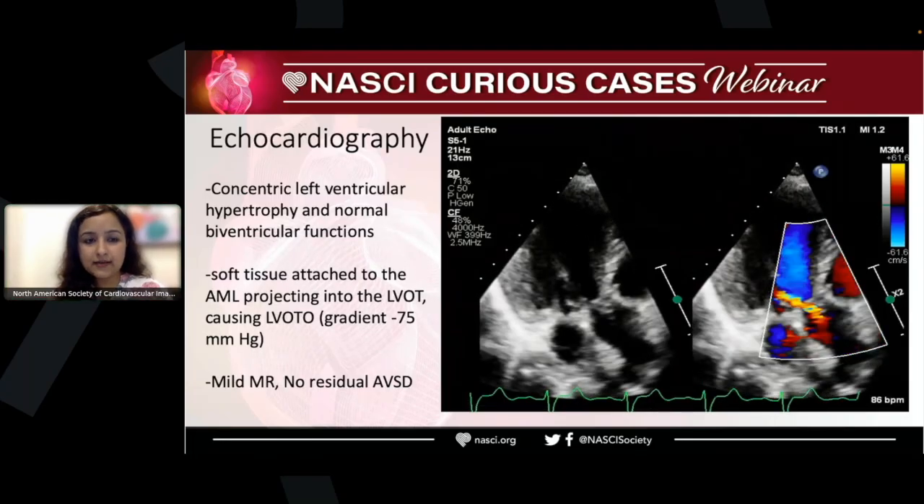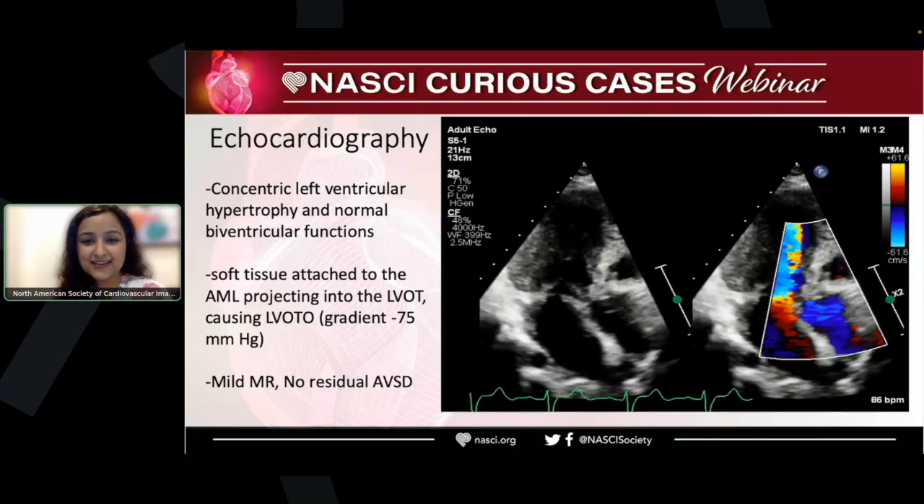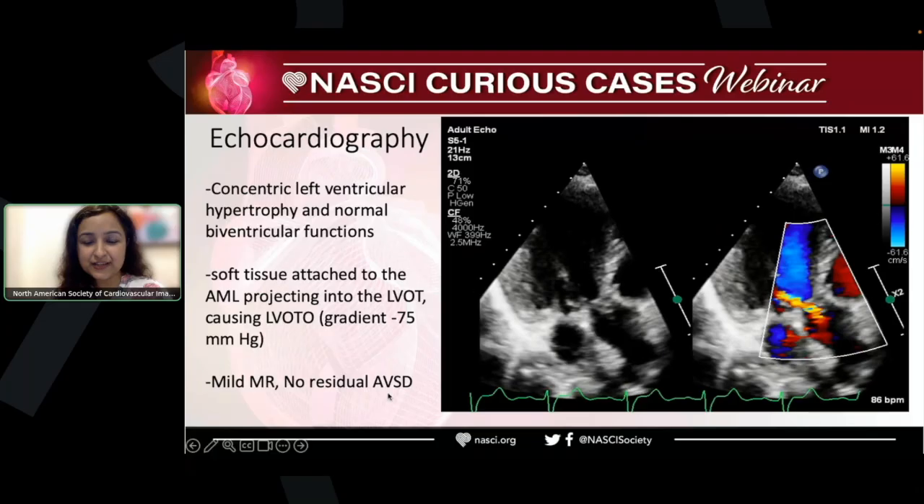Any comment? The findings are written over here, but if someone is adept in seeing echocardiographic images, would you like to make any comments here?